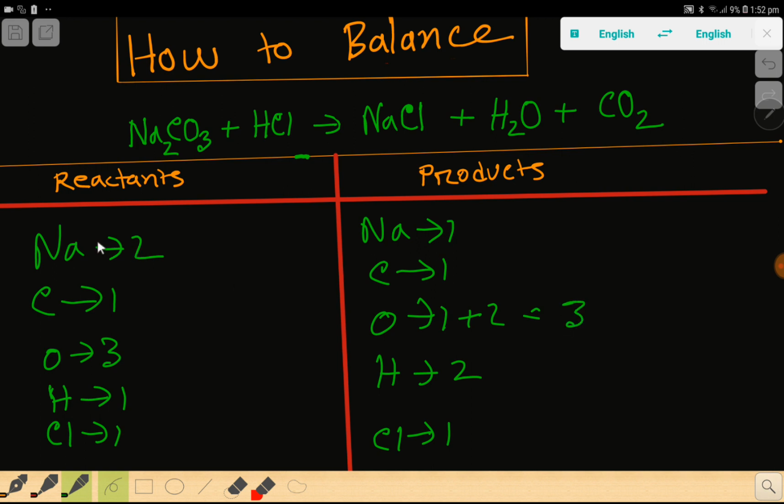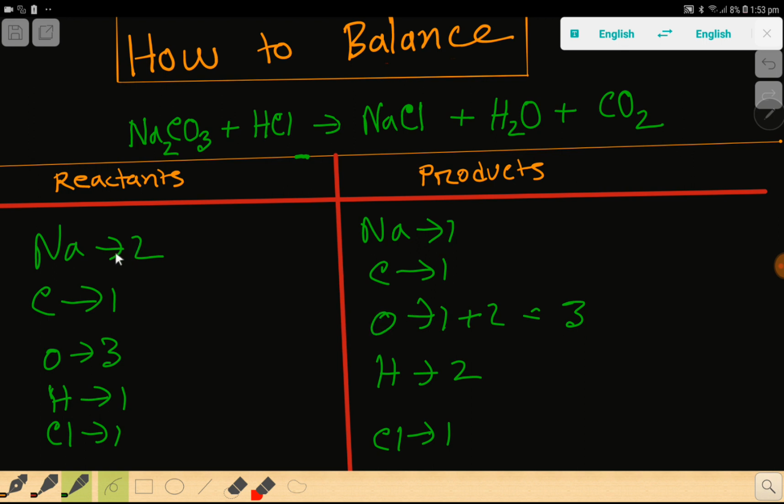To balance this reaction means we have to balance the number of sodium, carbon, oxygen, hydrogen and chlorine on both sides of this reaction. Look, this oxygen has come from more than one compound. This oxygen has come from water and carbon dioxide, right? Totally we are getting 3. If an element comes from more than one compound, then you have to target that element to balance last. So we'll balance oxygen last.